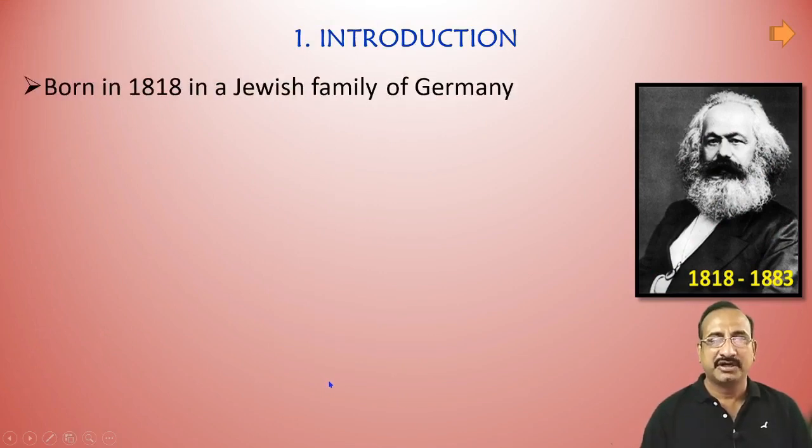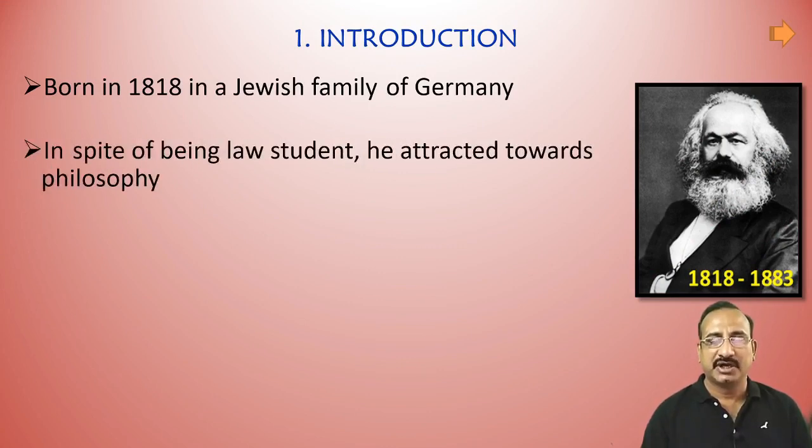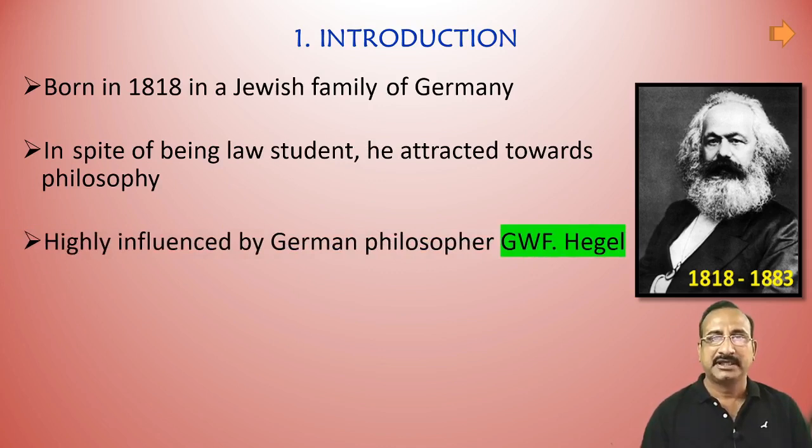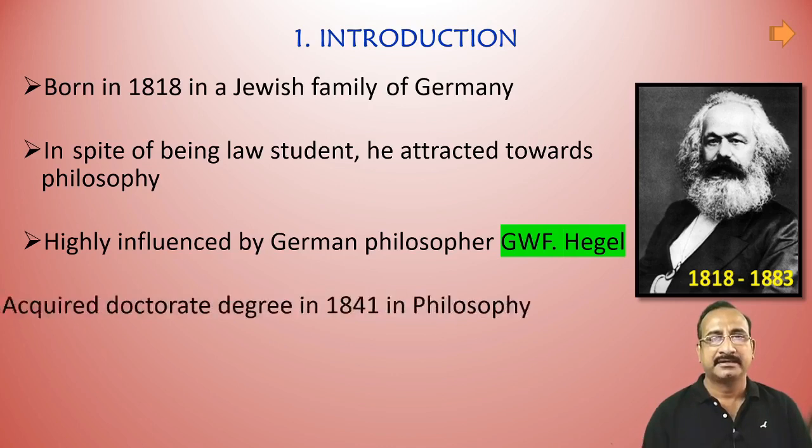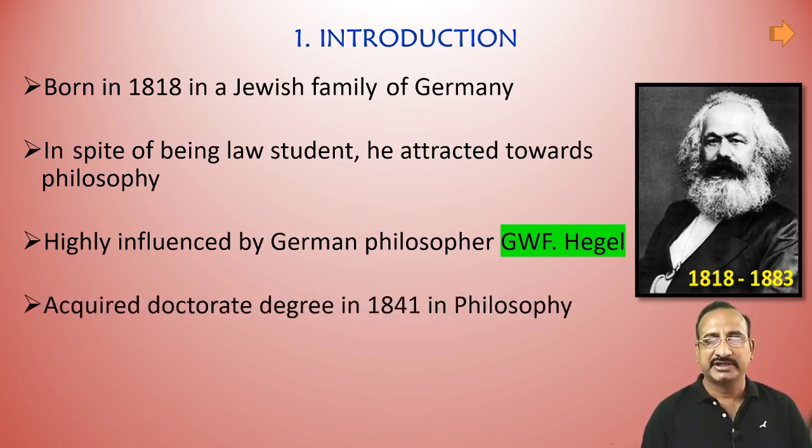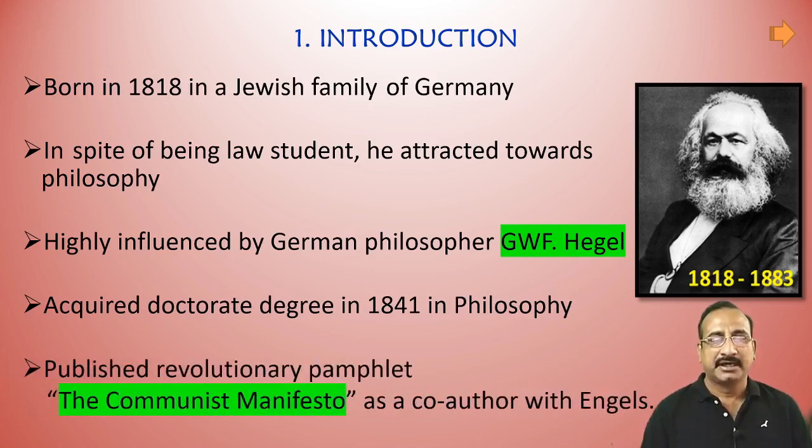Karl Marx was born in 1818 in a Jewish family of Germany. Though Karl Marx was a law student, he was interested in philosophy. He was strongly influenced by the German philosopher Hegel. He acquired a doctorate degree in philosophy in 1841. Along with his friend Engels, he published a revolutionary pamphlet called the Communist Manifesto.